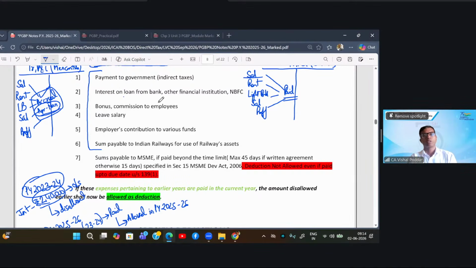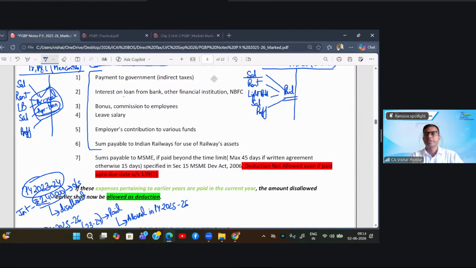Interest, where the loan is taken from bank, financial institutions, NBFCs. Bonus commission to employees or leave salary to employees. Then your contribution to various employee welfare funds. And where you have taken any railway assets on rent, the amount payable to railways for the use of their assets, like the hire charges, the rent charges.